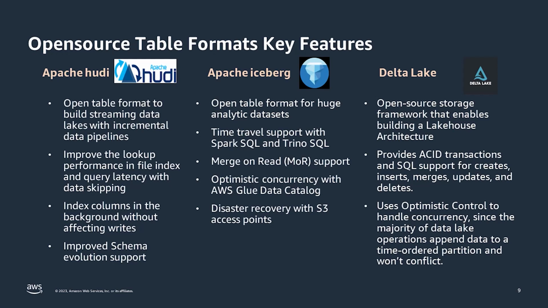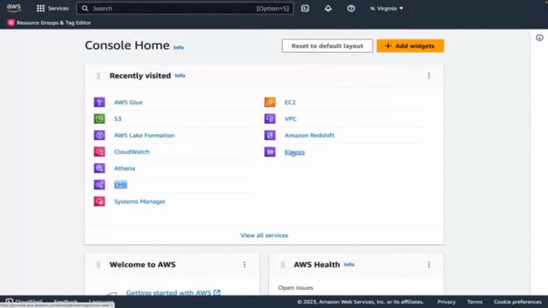And in Delta Lake, optimistic concurrency control is used to handle concurrency, since the majority of data lake operations append data to time-ordered partitions and want to avoid conflict. So if you're looking for something like Delta Lake, it has a bright feature for Databricks also. All three provide you a way to do ACID transactions on the data lake. So let's start our demo really quick.